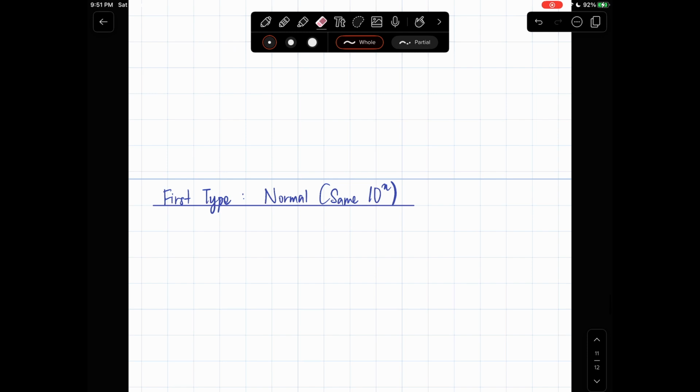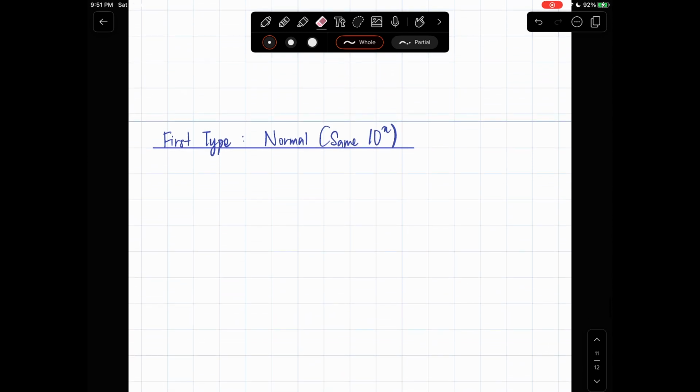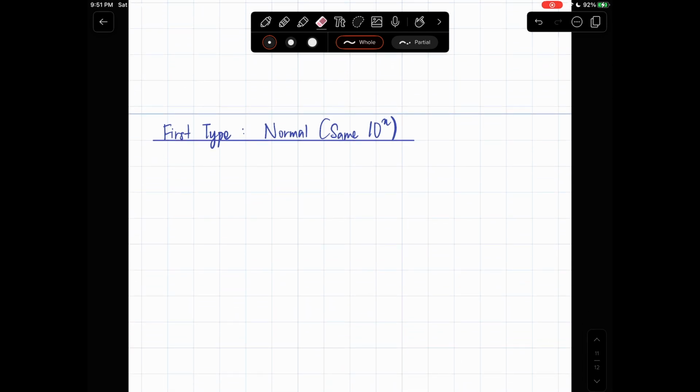So the first type of question, normal questions. By normal, I mean the numbers that you have to do arithmetic. So this is arithmetic, by the way. You have plus, minus, times, and divide, but mostly plus and minus. So divide and times will not be a major thing here. So plus and minus, this is normal because you'll have the same 10 to the power of something. That will be the same. The x will be the same.